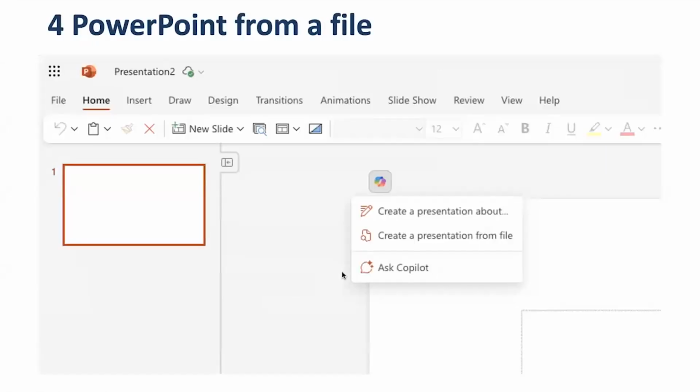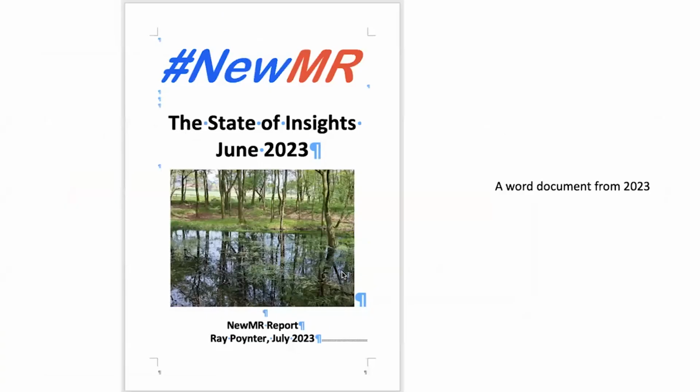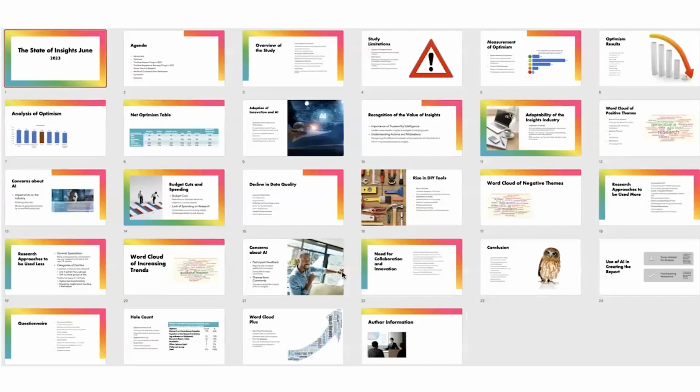PowerPoint from a file. I think this is a really nice example. If you just launch PowerPoint, then you've got Copilot come through and it'll say, create a presentation about, ask Copilot for some information, or that middle one, create presentation from a file. So I told it to upload this document, which is a report I did in the middle of last year. It's a Word document. It's full of data and tables and images and things like this. And it immediately creates a PowerPoint presentation for me, which means that I've got a starting point.